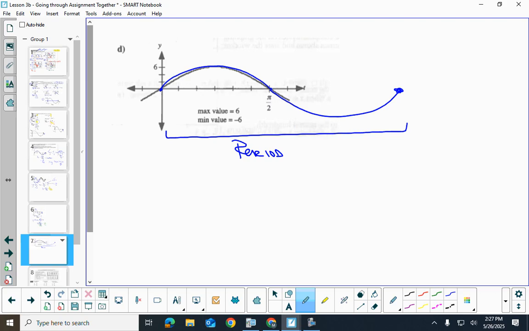So it goes up to 6. You're told it goes down to -6. So the amplitude is easy.